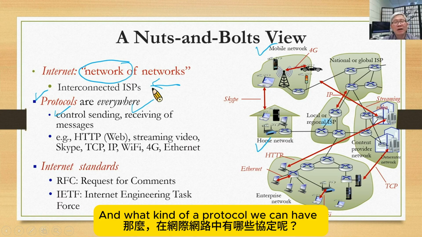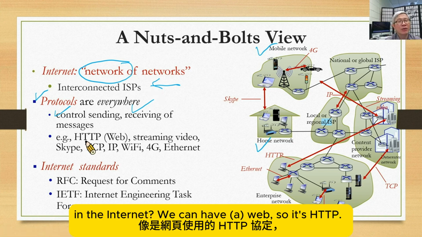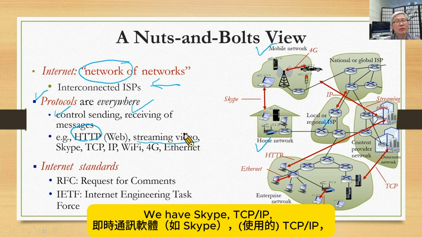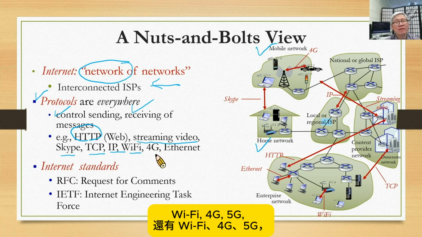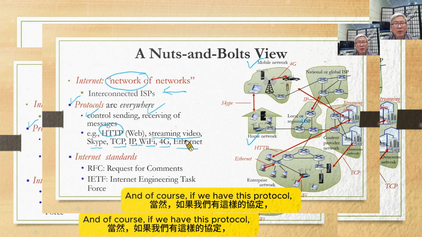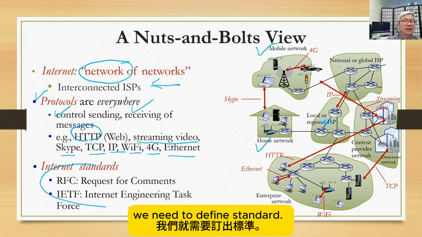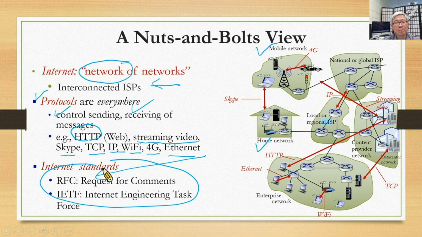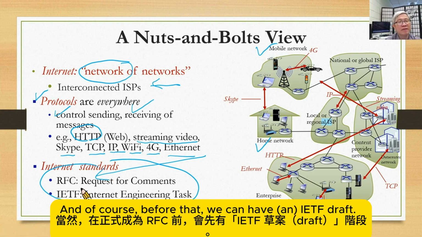And what kind of protocol can we have in the internet? We can have web, so it's HTTP. We can stream video, so we have streaming video. We have Skype, TCP/IP, Wi-Fi, 4G, 5G, 6G in the future, and Ethernet. And of course, if we have these protocols, we need to define standards. Normally, in the internet, we will use Request for Comments to serve as a permanent standard. And of course, before that, we can have an IETF draft.